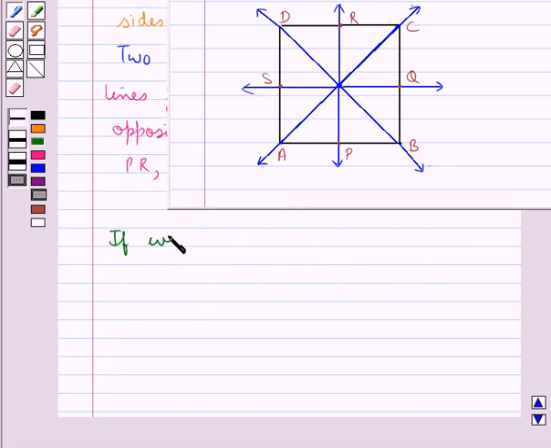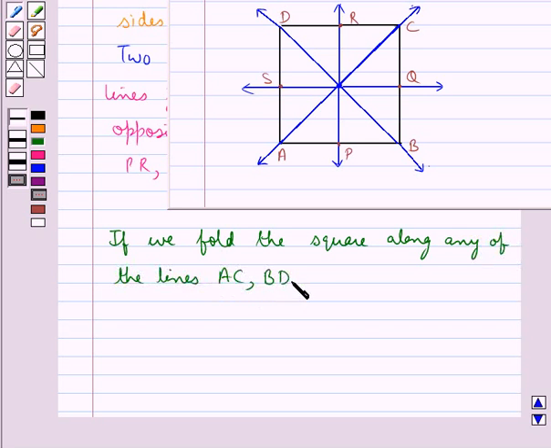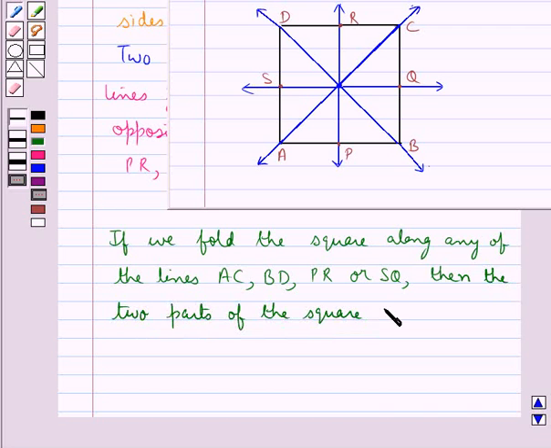Now, if we fold the square along any of the lines AC, BD, PR or SQ, then we find the two parts of the square coincide with each other.